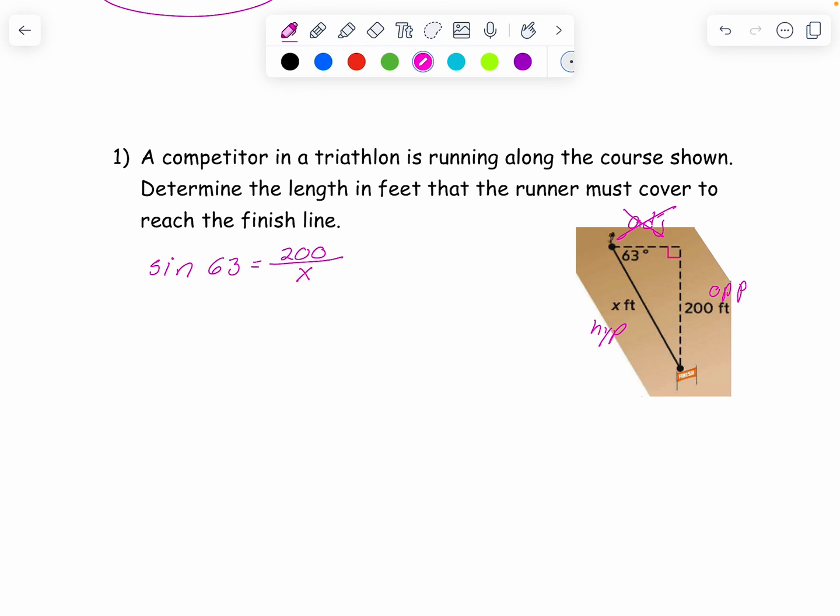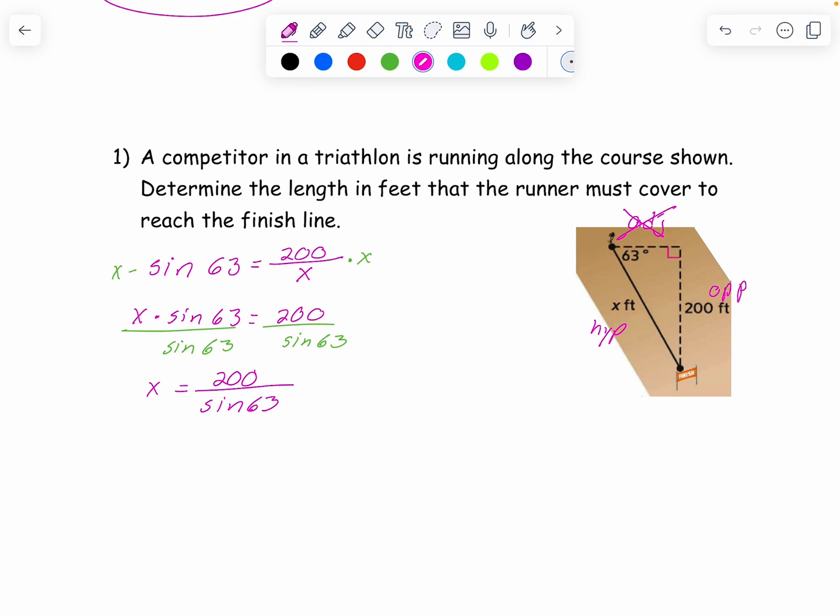And so you're going to solve this just like we did a few problems ago. I would multiply by x first. And so then this would give me x times sine 63 equals 200. But then we've got to divide both sides by sine 63. And then we can put that in our calculator. So x will equal 200 divided by sine 63.